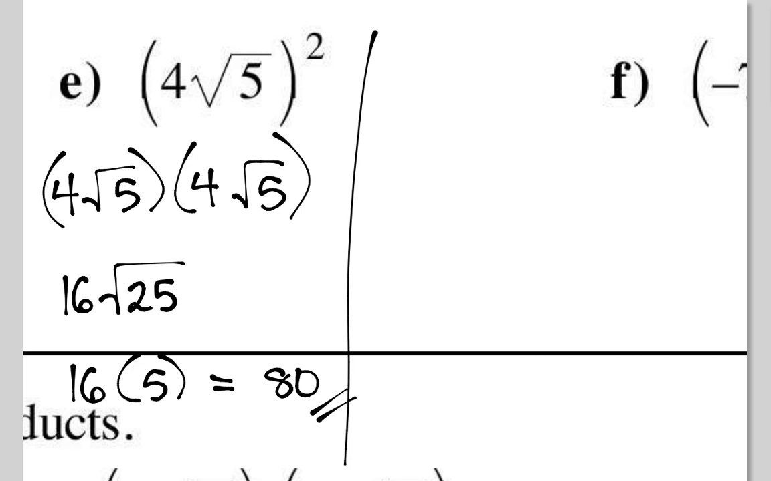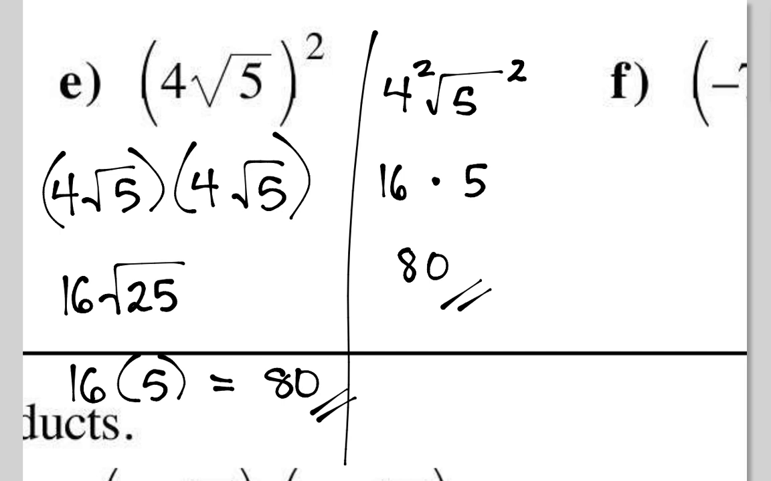The other way is to put the power 2 onto both. You'd have a 4 squared and a root 5 squared. 4 squared is 16. Root 5 squared is just 5, and then you get to 80. So it's the same thing, no matter which way you look at it. This is like the second column, the exponent law way to do it. You put the power 2 on both factors, and the first is just a repeated multiplication way.